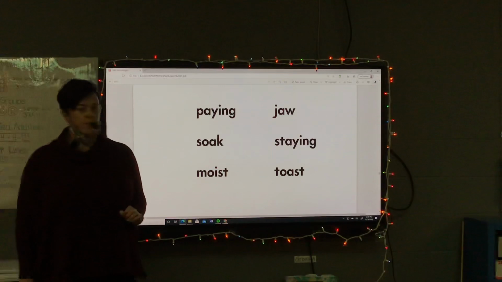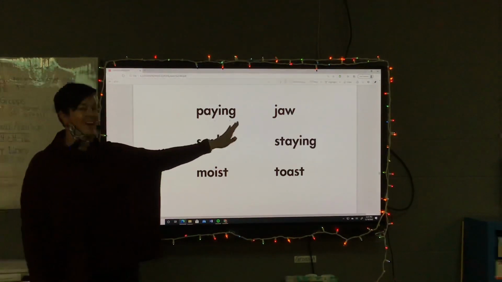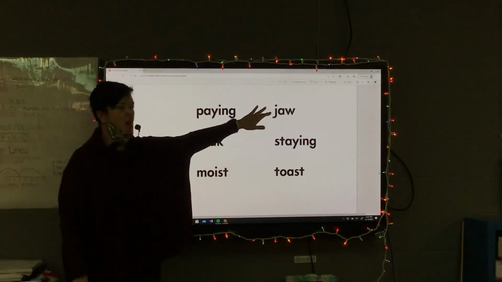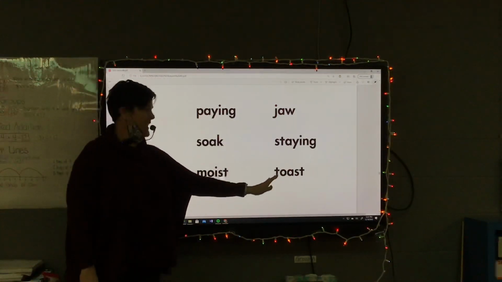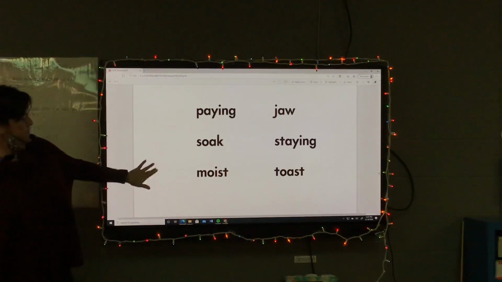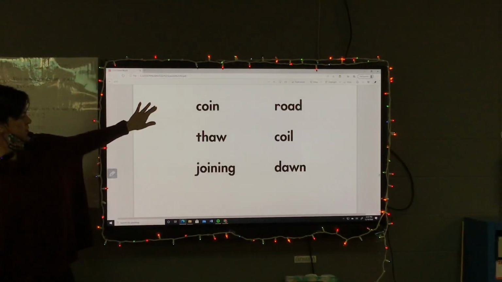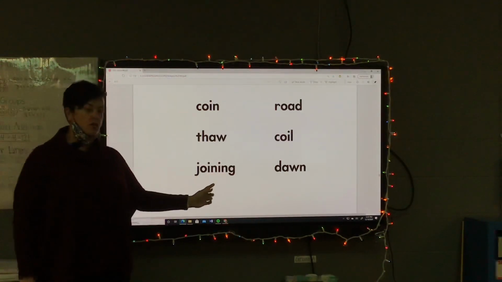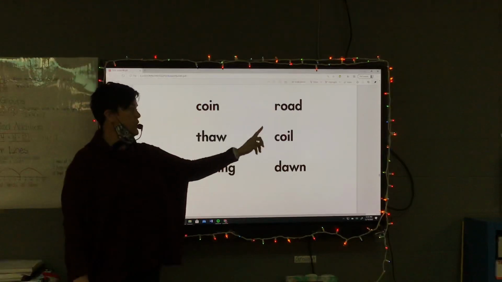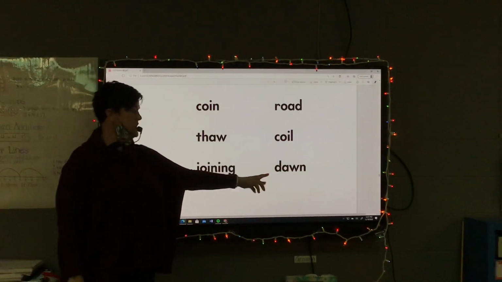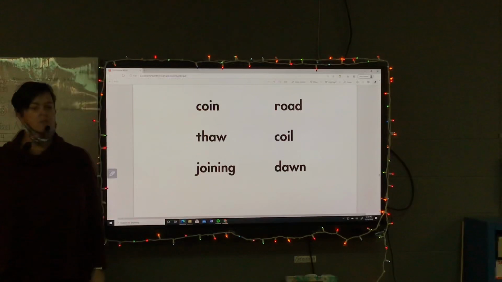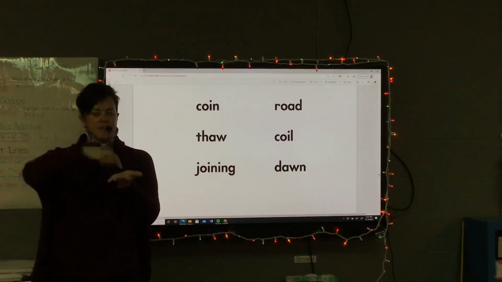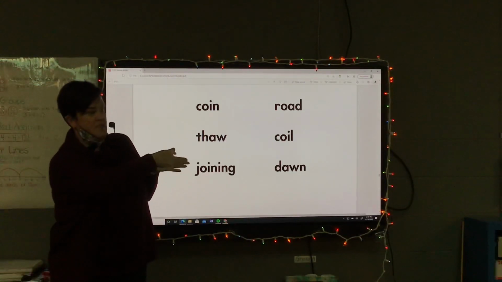All right, let's read through these. Here we go. Paying, soak, moist, jaw, staying, toast. Coin, thaw, joining, road, coil, dawn. This word means to twist up, kind of like a snake does, how they round themselves all up.